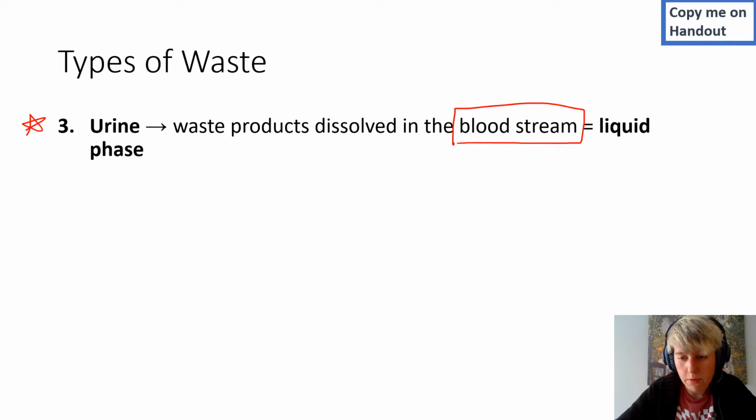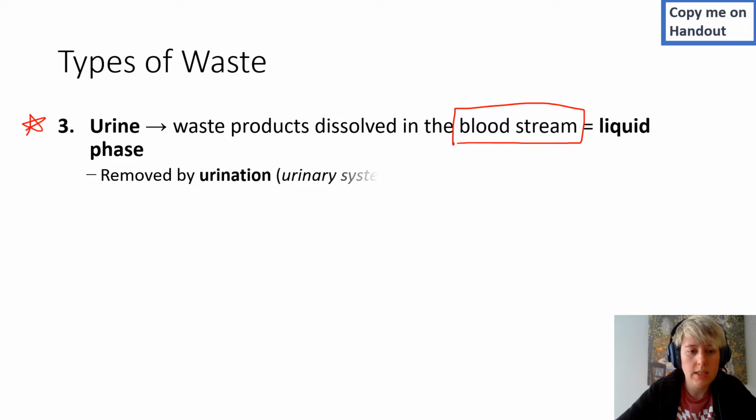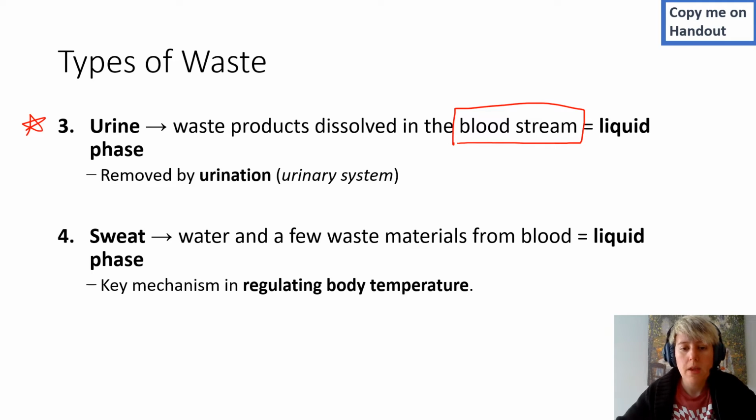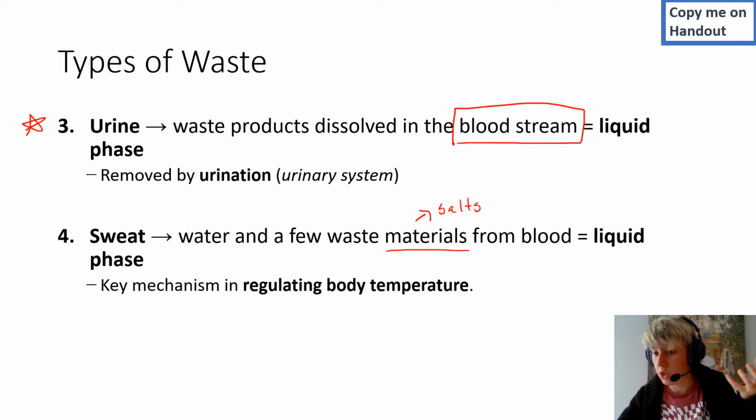Now, another type of waste, which some of you might not realize, is sweat. So when you sweat, this is usually your body's way of regulating body temperature. But in sweat, there is a few waste minerals that get trapped in the water that is being released. And usually those waste minerals tend to be salts. So if you've accidentally tasted your sweat, it tastes salty. So those are some of the waste minerals that get trapped in by the water as it's being removed from your body.